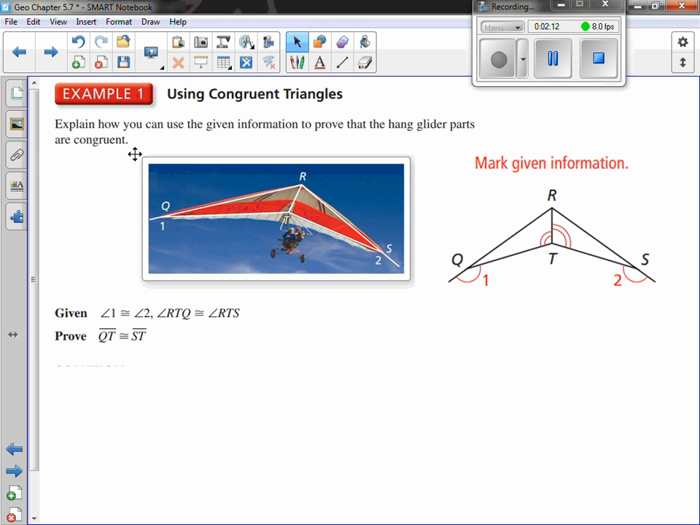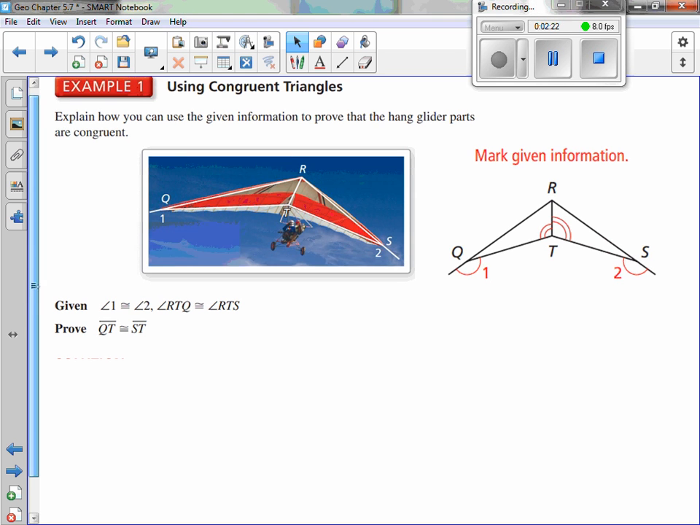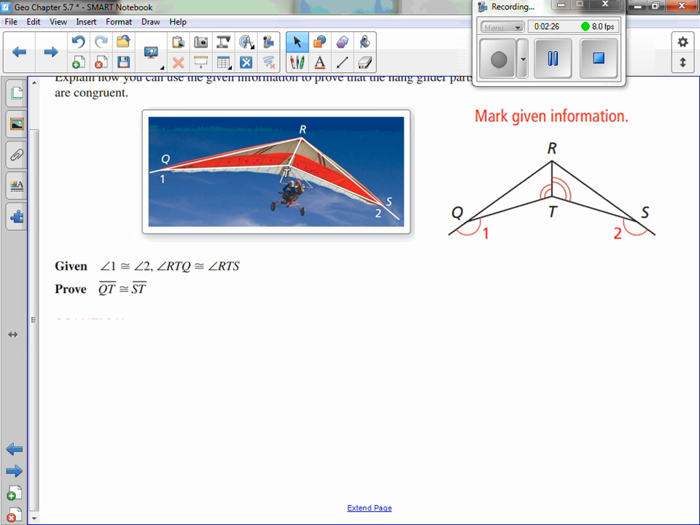And that's what we're really going to be using today, is CPCTC. And to be able to use that, we need to first be able to say that the 2 triangles are congruent. Because if I can say the 2 triangles are congruent, then we can say that their corresponding parts are as well. So this is the first one that we're going to use. We want to be able to prove that QT, line QT, is congruent to line ST. Now, if I can show that the 2 triangles are congruent, then I can say that QT and ST are congruent.